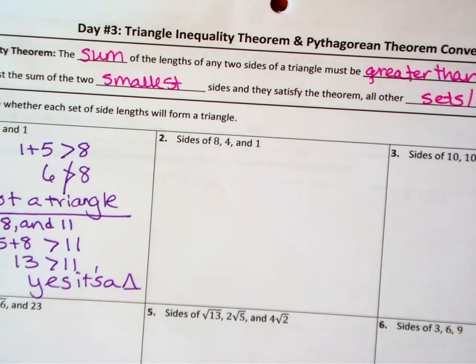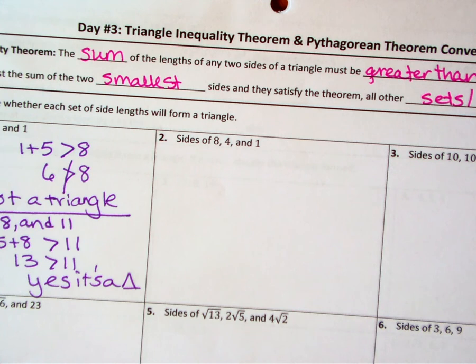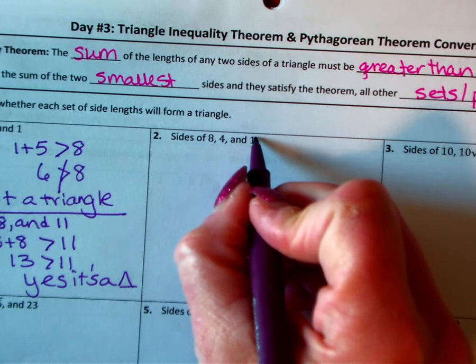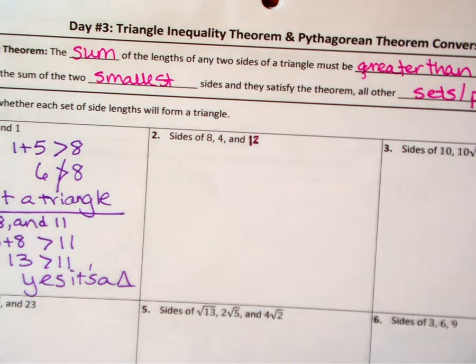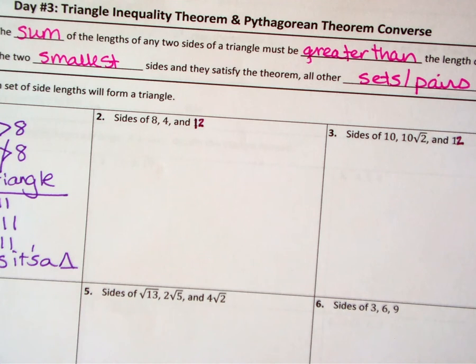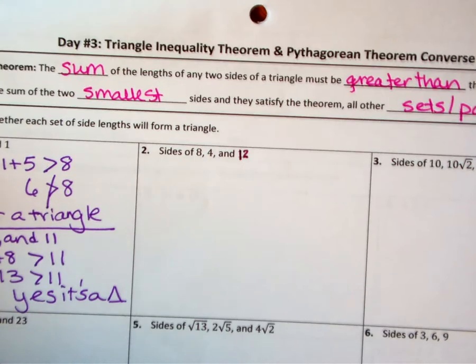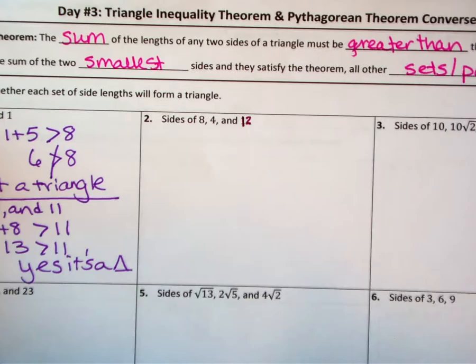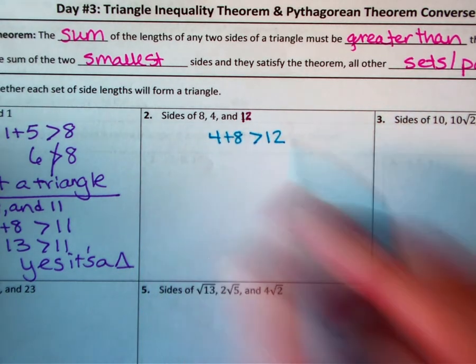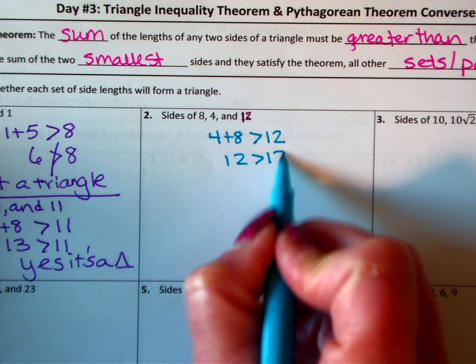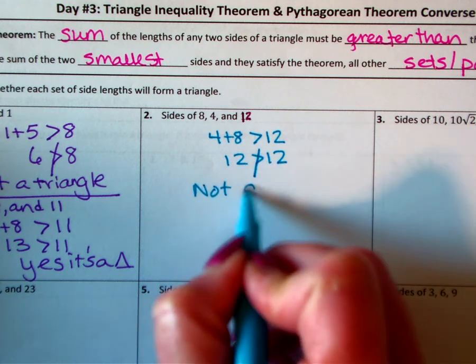Okay, next one. It looks like the last numbers are all getting cut off here. This should be 8, 4, and 12. And this one should also be a 12 on the third one. So if your notes say 1, get that corrected to be 12. Alright, so sides of 8, 4, and 12. Then I take my smallest 2 and add them together to check to see if it's greater than my third side. Is 12 greater than 12? It is not, so it's not a triangle.